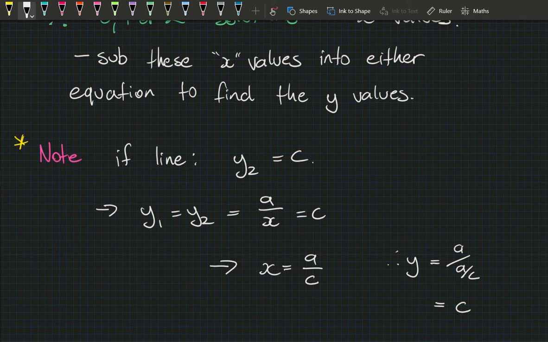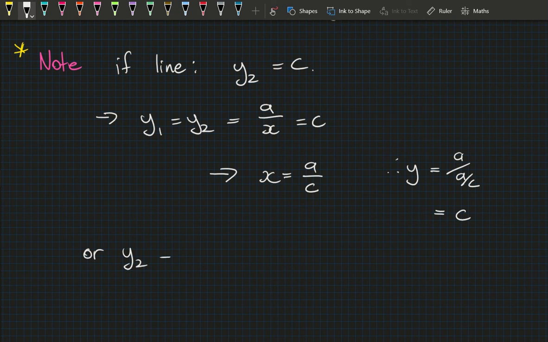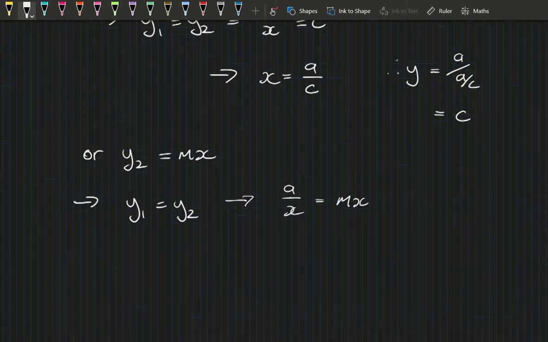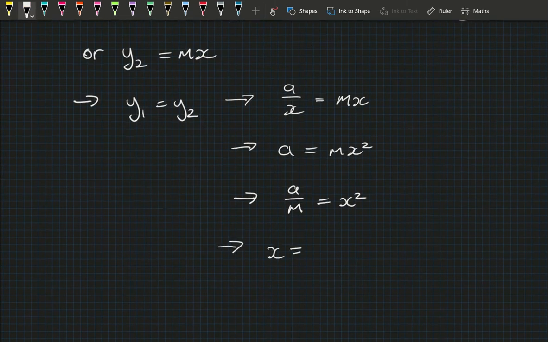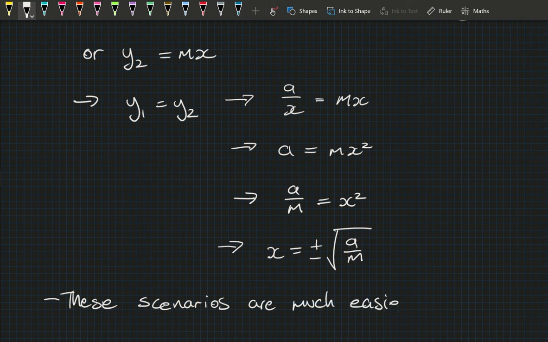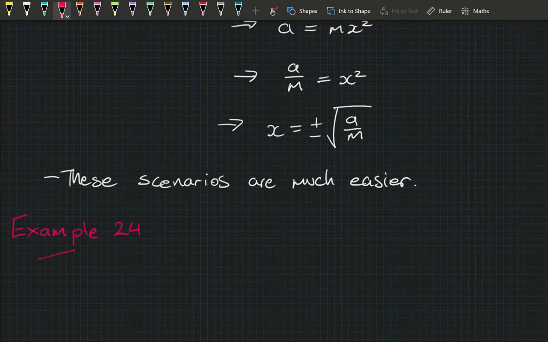Now the other easy option to think about is if our line was equal to mx. In other words, an angled line but passing through the origin. So that would mean when our hyperbola is equal to our line, a over x is equal to mx. So therefore a is equal to m times x squared, and a over m is equal to x squared, and the solution will be x is equal to plus or minus the square root of a over m. And you can easily find the y value by multiplying that answer by m. Now hopefully you can see that both of these scenarios are much easier. And as you'll see in example 24, that's all we're going to ask you in this exercise so far anyhow.